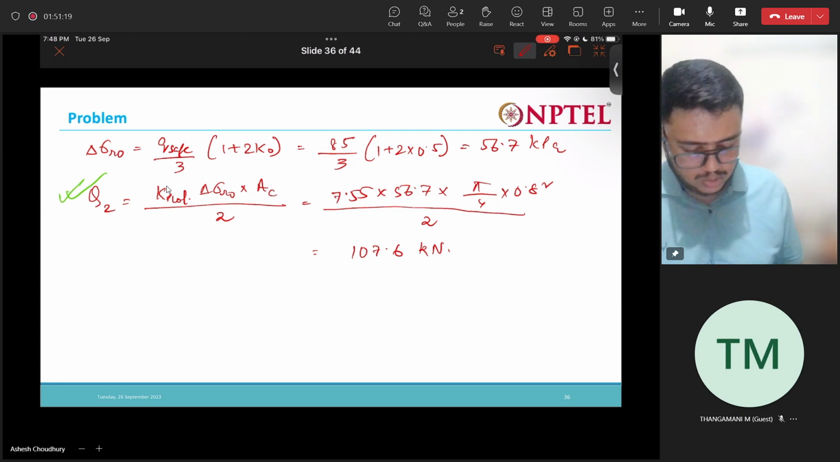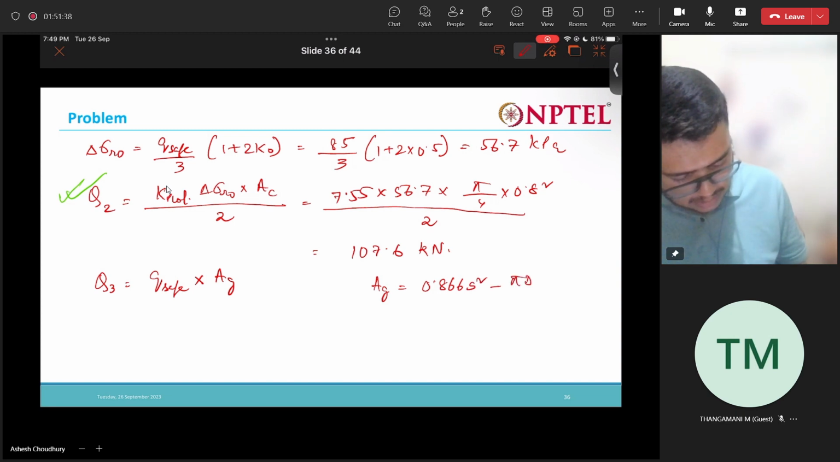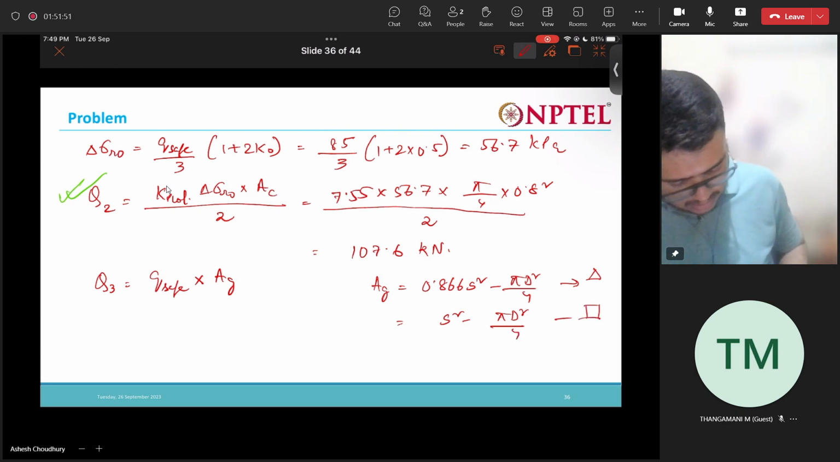Now next is Q3. We need to find Q3. Q3 was Q safe into Ag. And what is Ag? Ag is the area of intervening soil. So it was 0.866 s square minus pi d square by 4 in case of triangular pattern, and in case of square pattern it is this. So Q3 will be nothing but 85 times Ag.